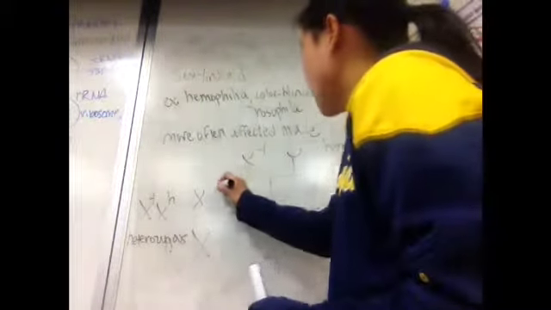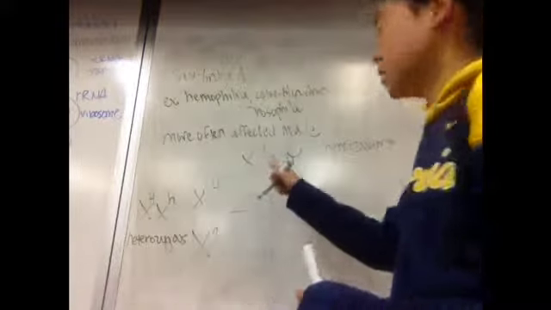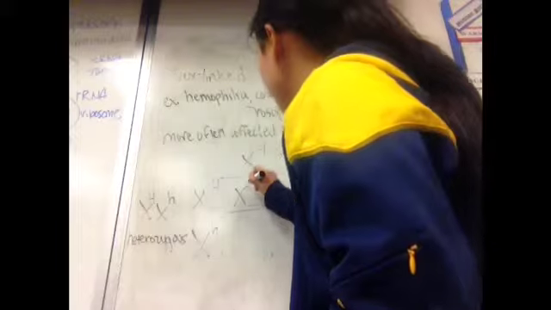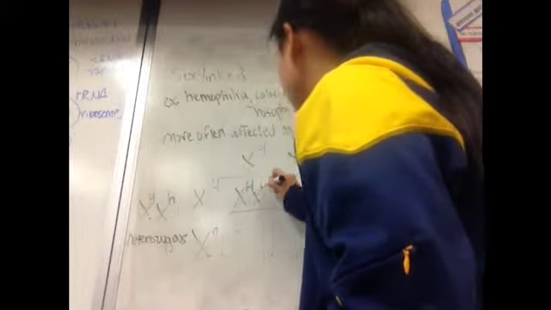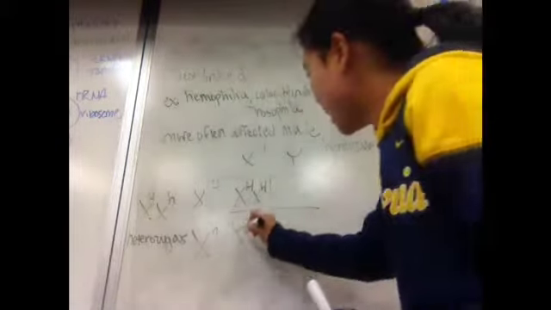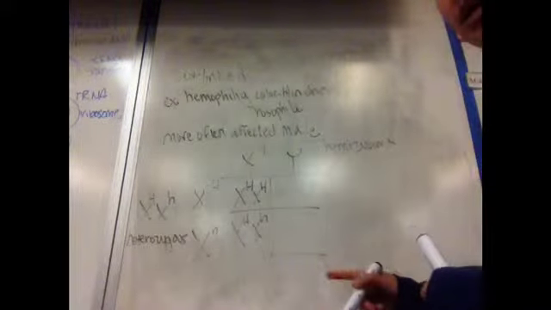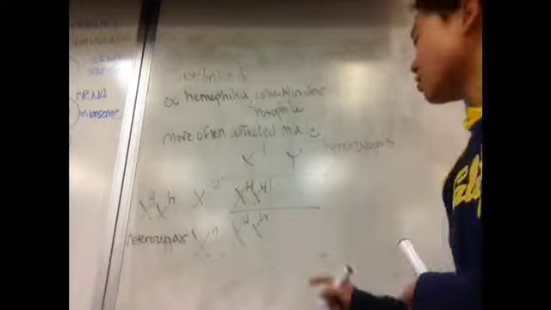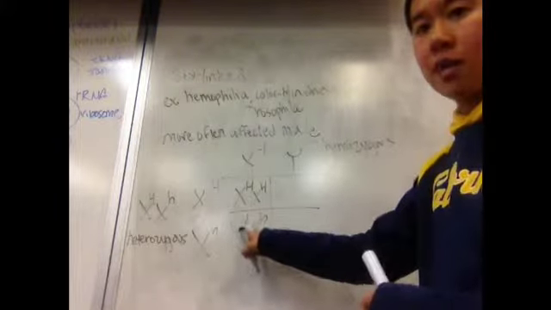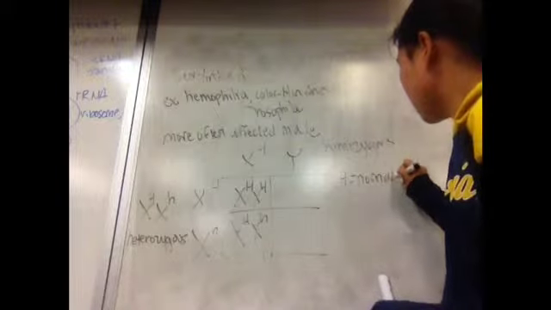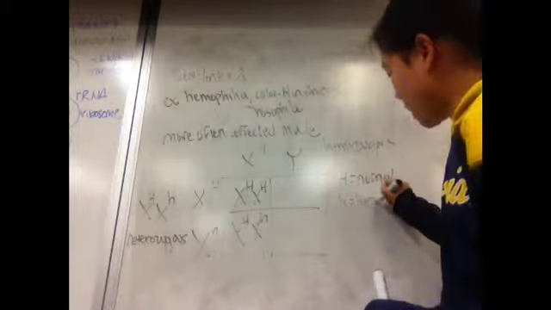We have X^H, X little h, big H, and so forth. So we can then mate X big H with X big H. We have a normal daughter. X big H with X little h, we have a normal daughter again because she is heterozygous. She has a big H, meaning she is normal. Big H meaning normal, little h meaning hemophiliac.